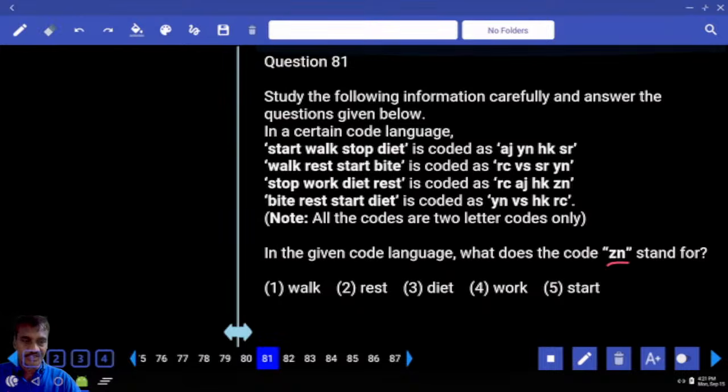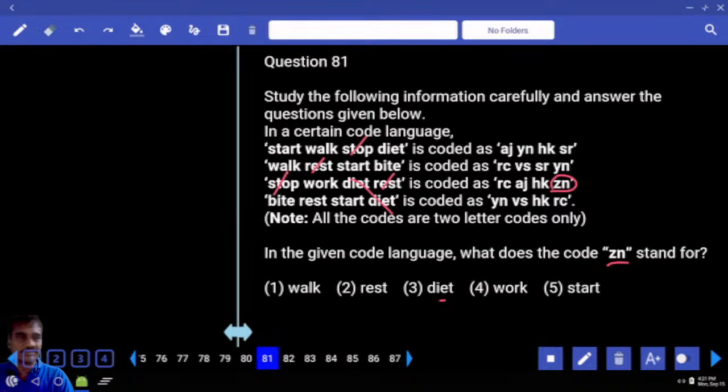Then Zn. Where is this word Zn? Zn is here. Zn is there in the third. And stop, work, diet, start. Then stop is common. And next one, what else is common? And work, diet, rest. Rest is common. Work and diet. Diet is common.